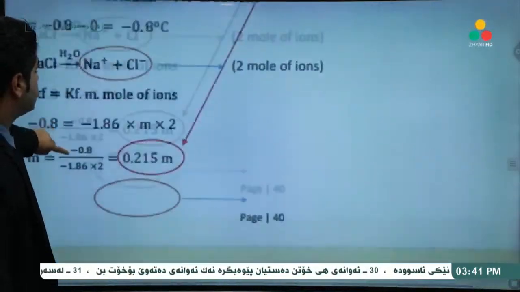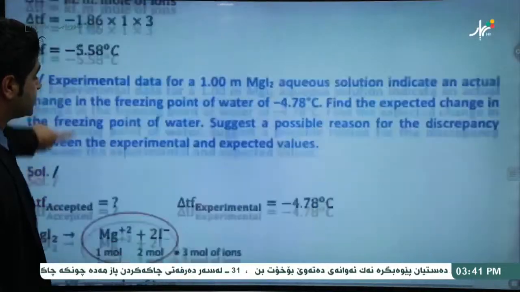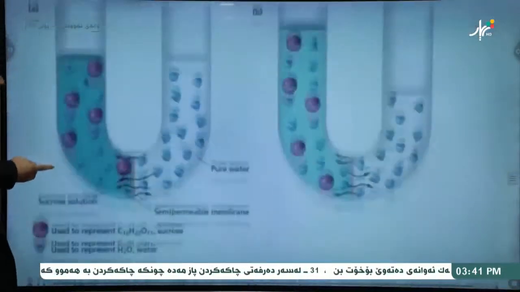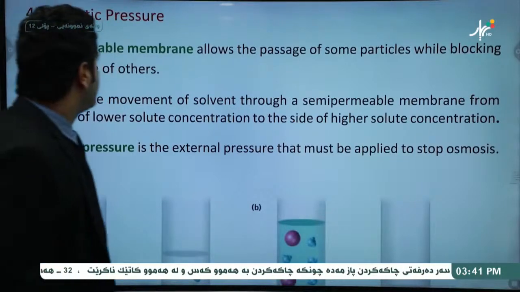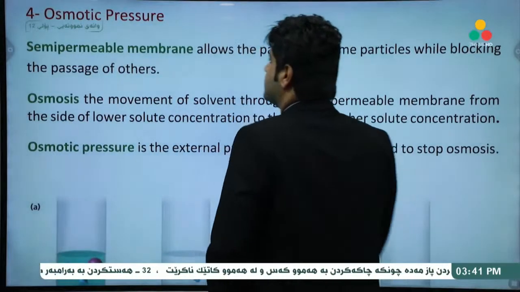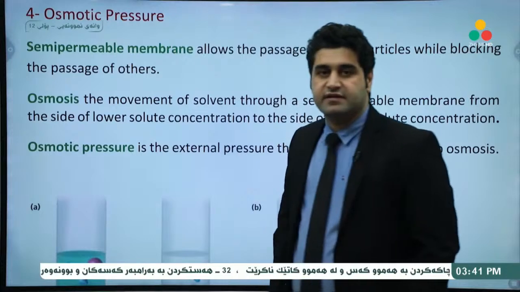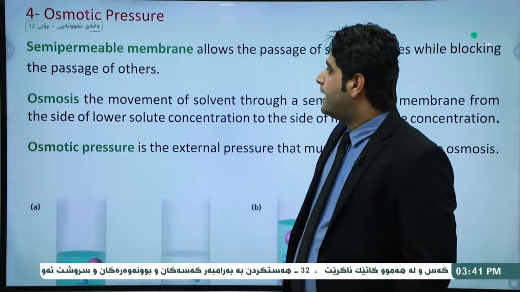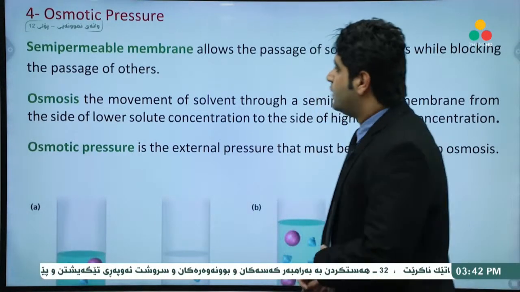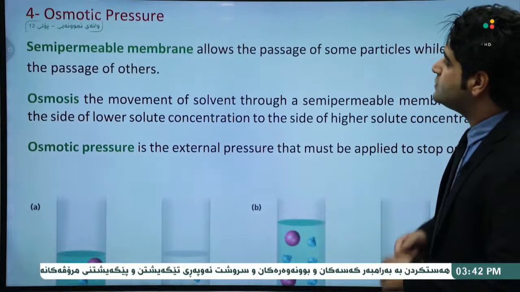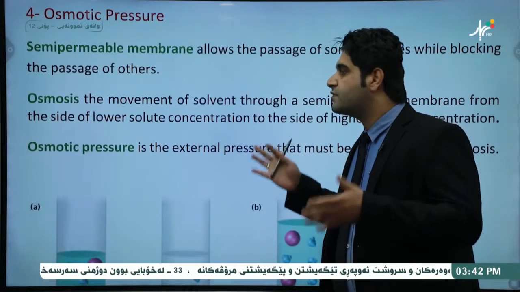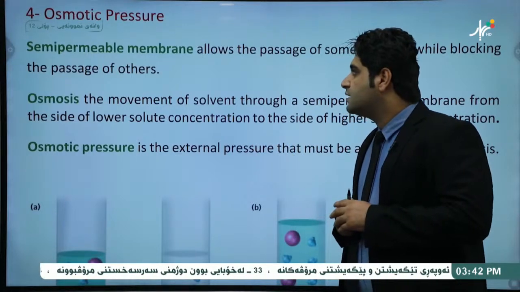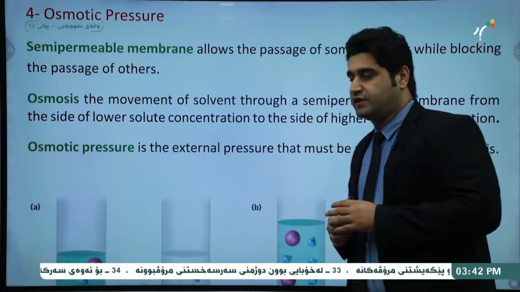Okay, so for the last colligative property, which is reverse osmosis, let's explain reverse osmosis. What is reverse osmosis? Well, it's the fourth colligative property. We don't have any mathematical equation in here. We are just mentioning some theoretical things, and chapter 2 will be finished.